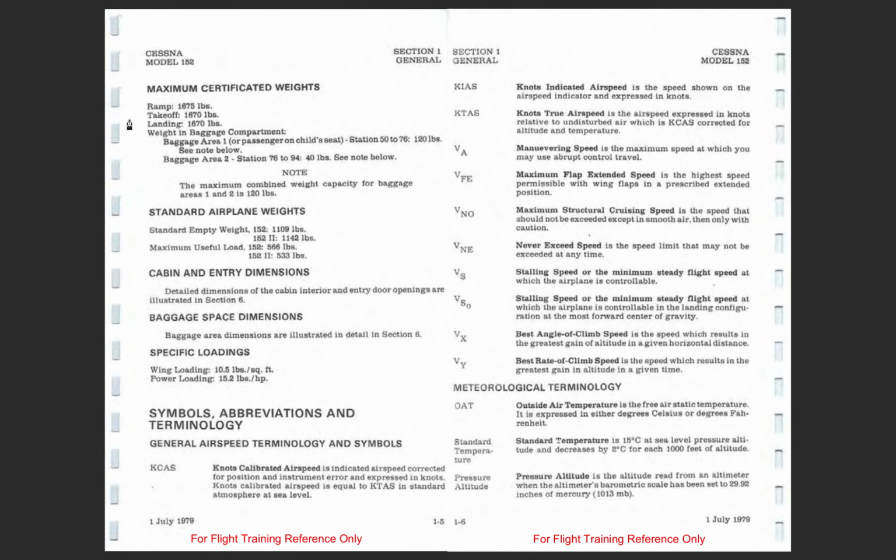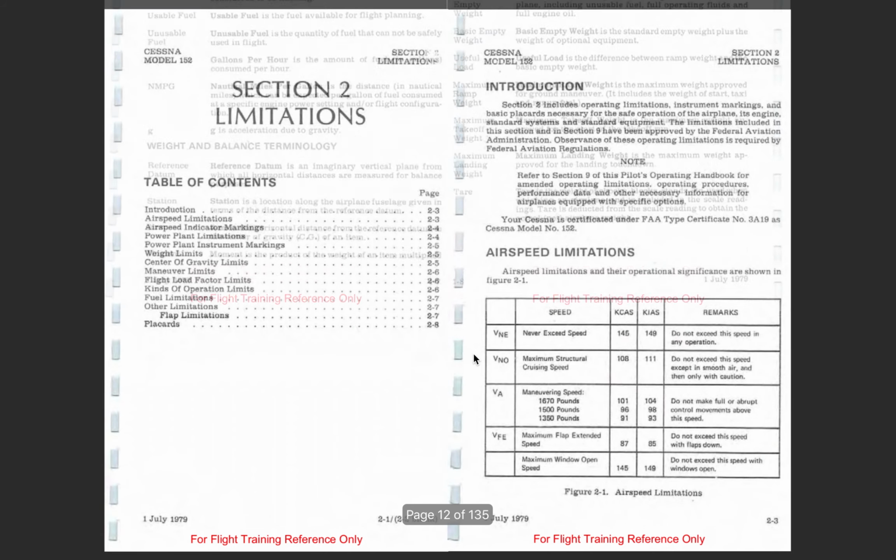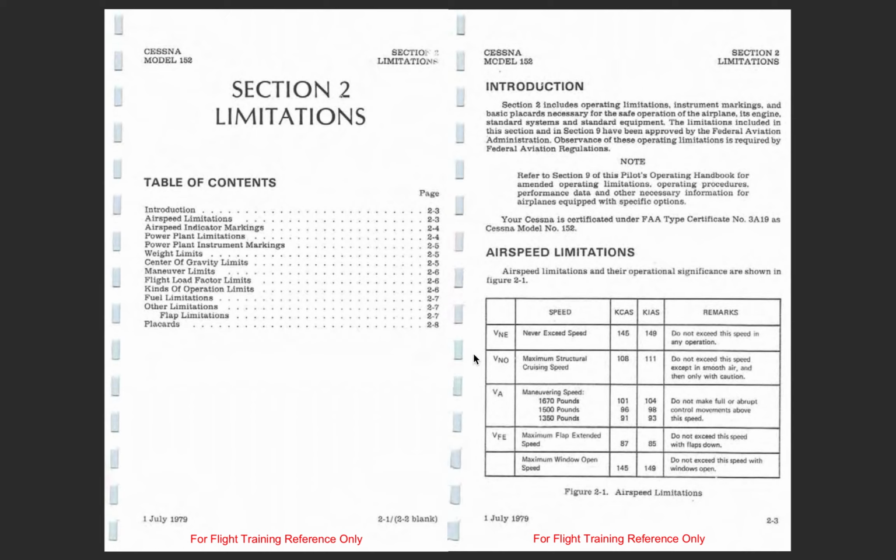It also has important data like how much weight your plane can have. It's got definitions for different abbreviations in it. So if there's an abbreviation or a term that you don't know, then it's probably written there.